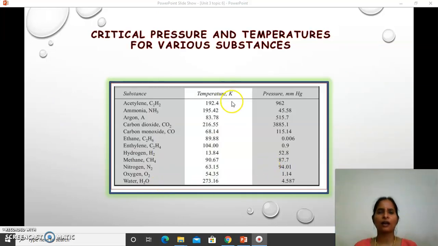Okay, so here are the critical temperature and pressure values for various substances. Note them down and you can make use of them.